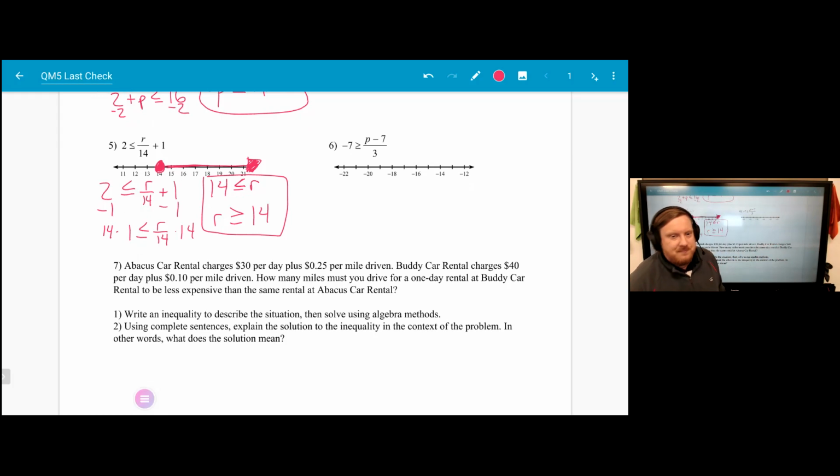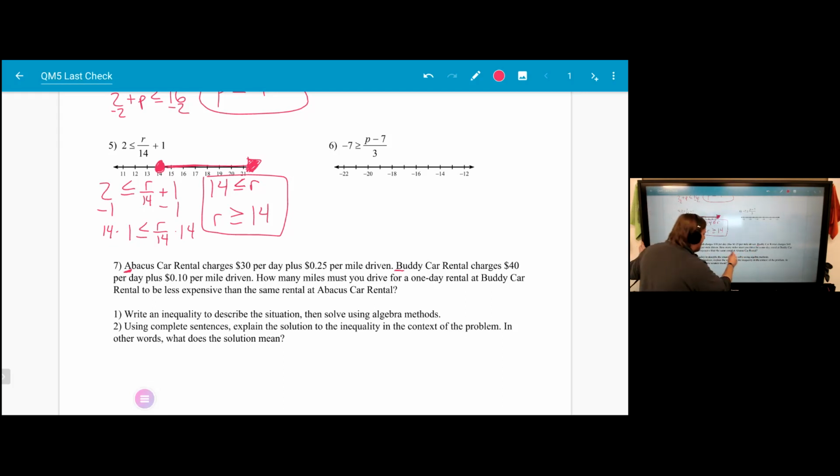First of all, let's talk about how creative I am. I have A and B. Next, we have to write the inequality to describe the situation first, okay? And then we have to solve using algebra methods. And then using a sentence, we have to explain what that solution actually means. That's how you're going to get your 3, okay?